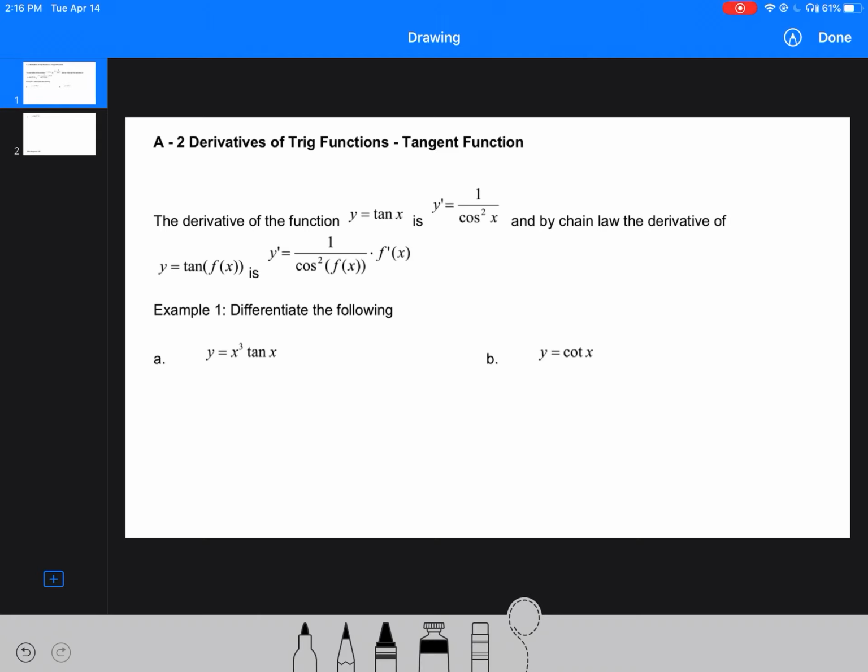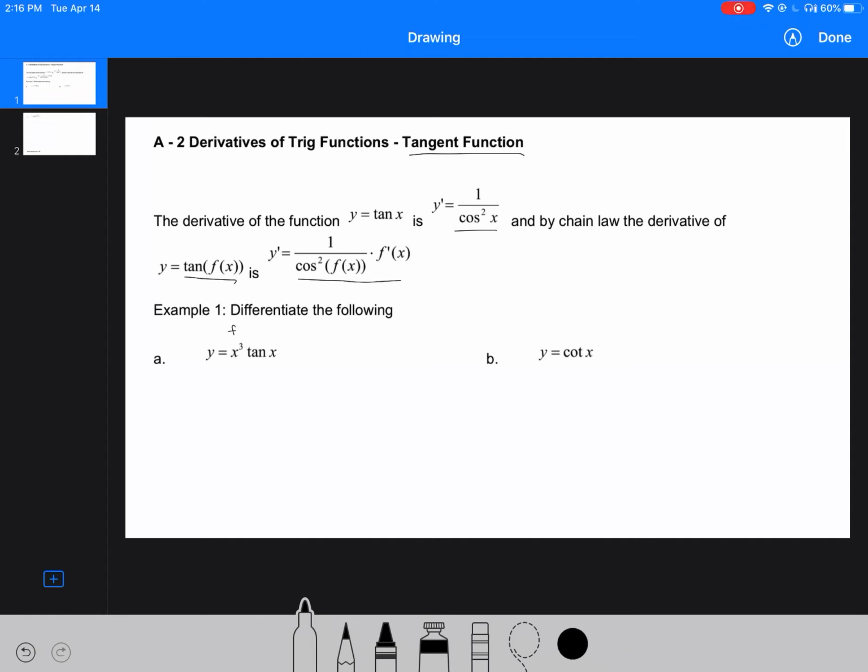This video is about derivatives of trig functions, focusing on the tangent function. So the derivative of tan x is 1 over cos squared x, and then using the chain rule, the derivative is 1 over cos squared f of x times the derivative of that inside function. So that's when you have a function as the argument for your tangent function.